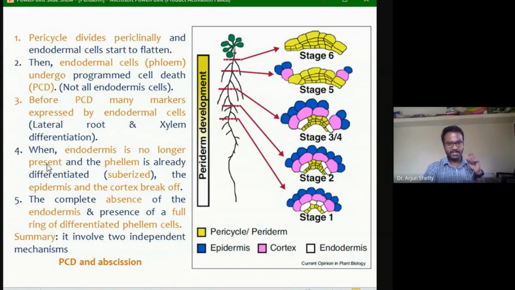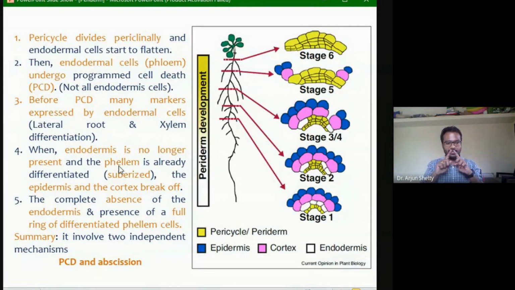In the 3rd and 4th stage, what happens when the endodermis is no longer present? When the complete endodermis has undergone apoptosis, the phellem, nothing but the outermost cork cambium derivative, is going to be formed as the outermost layer. This phellem is completely differentiated. Everything happens in sequential order. So the phellem has already differentiated, and it becomes suberized. Now the epidermis and the cortex are going to break down.